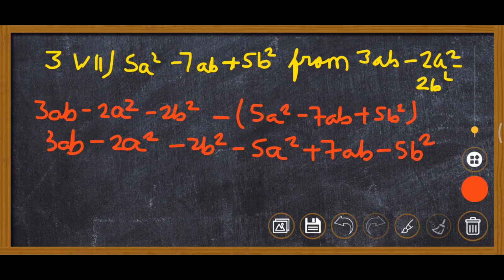Now we will add this 7ab to this 3ab, then it is 10ab. Now this is minus 2a square, this is minus 5a square, so minus minus plus, then 2 and 5, 7, so minus 7a square. Now this is minus 2b square and this is minus 5b square. So minus minus plus, 2 and 5, 7, so minus 7b square.